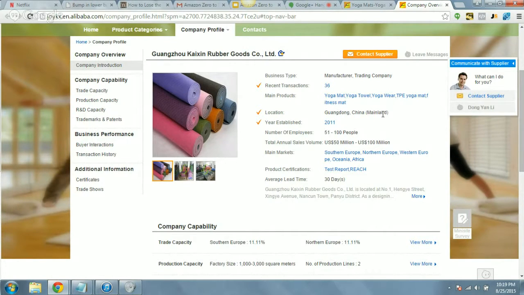So how can you tell the difference? A lot of times you can click on the company, go to the company profile, and it'll say business type right here. This company here is a manufacturer and a trading company. So I would have to actually contact them to ask if they manufacture the yoga mats. So they may manufacture some products and then they just represent other products? Exactly. But there are going to be some companies that are one or the other.